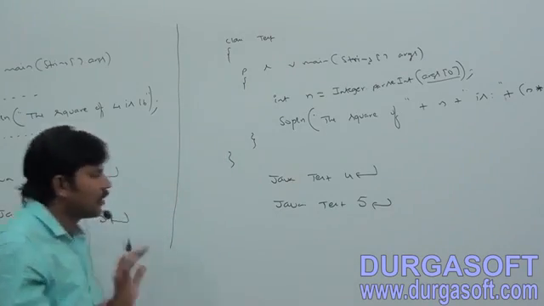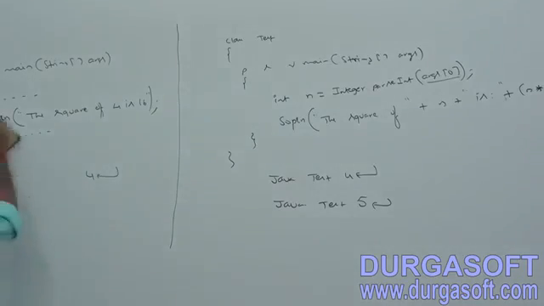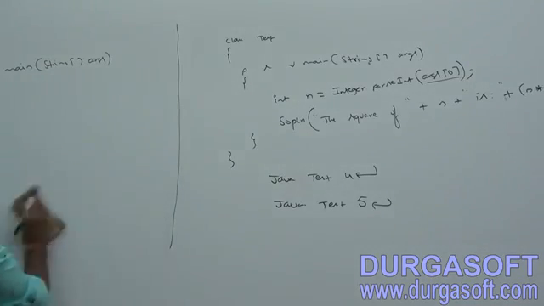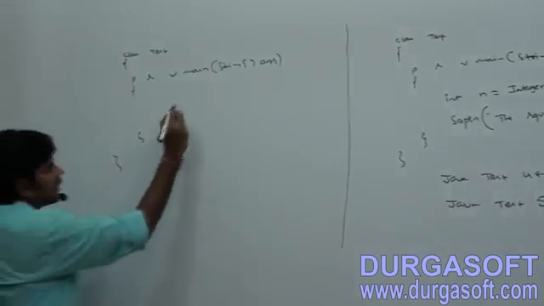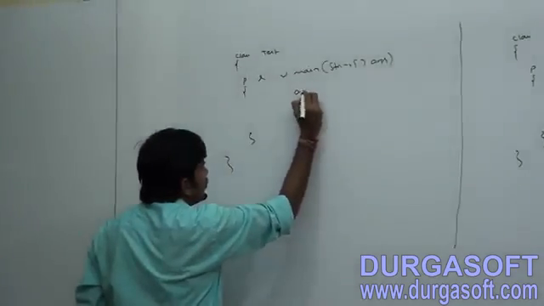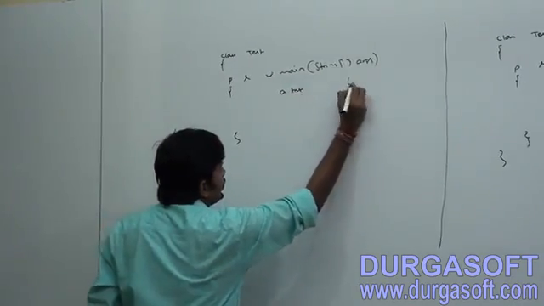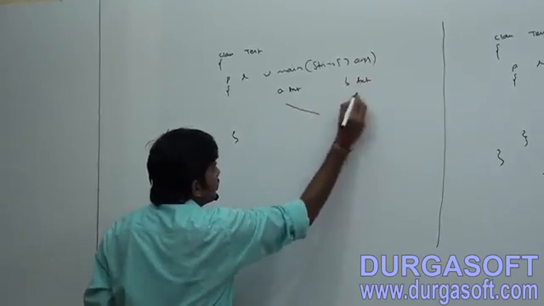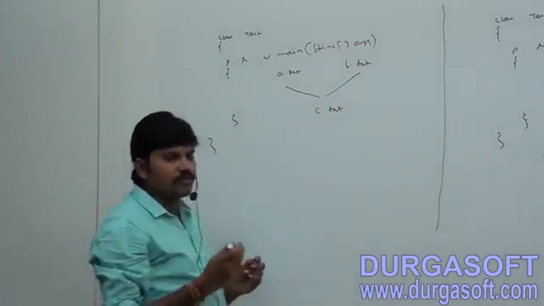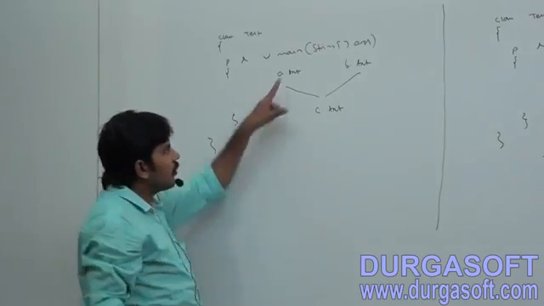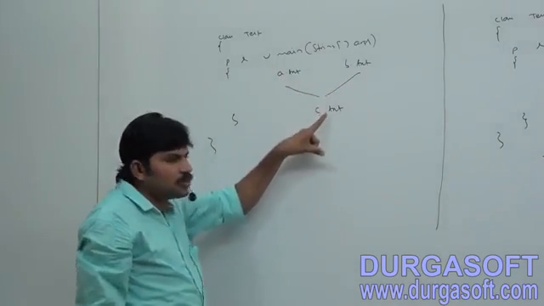Let me go for one more example. Just observe this one. Sir, I have one main method. I wrote a program to merge data from a.txt and b.txt files into c.txt.